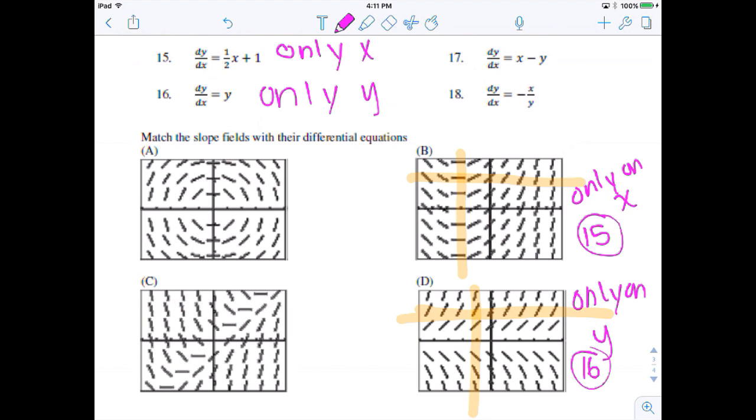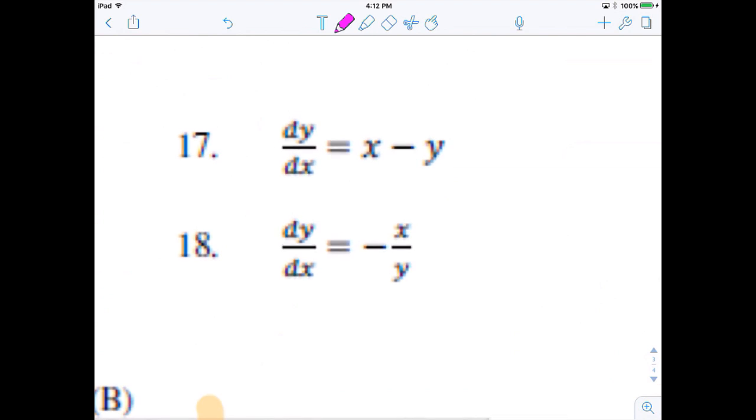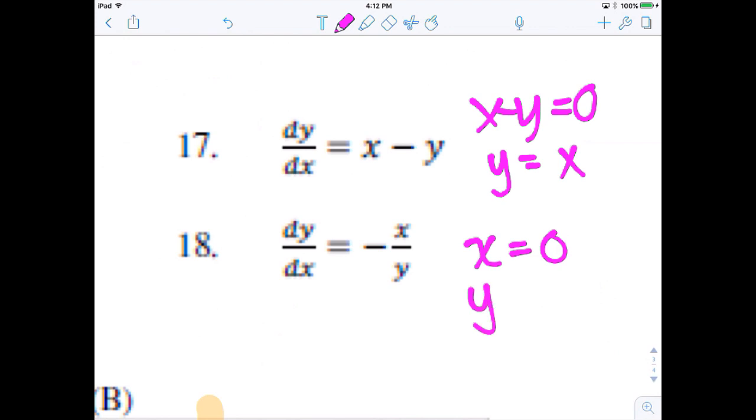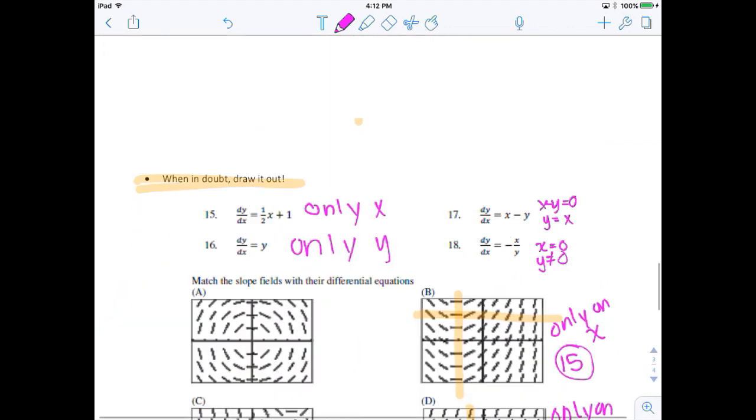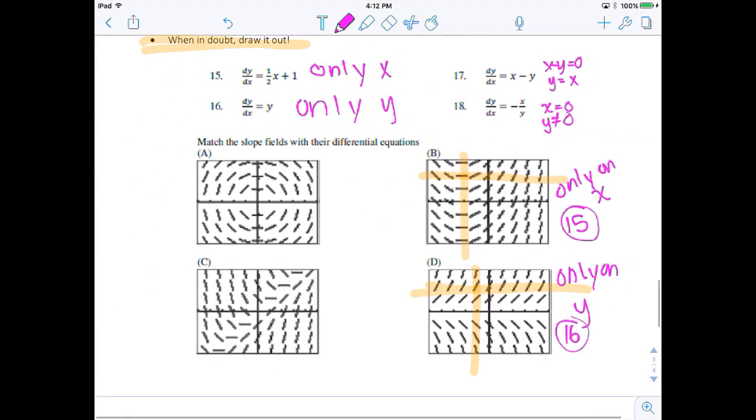Now let's look at A and C. Let's think about these. So now I'm going to start thinking about either quadrants or isoclines. 17 is kind of jumping out at me about isoclines because I can see pretty easily where that would equal 0. So here, x minus y would equal 0 whenever y equals x. Versus this one, 18, would equal 0 whenever x equals 0 and y does not equal 0. So let's look for those isoclines.